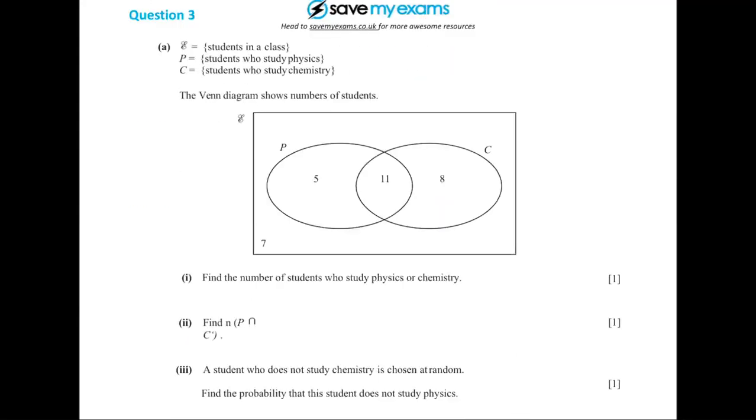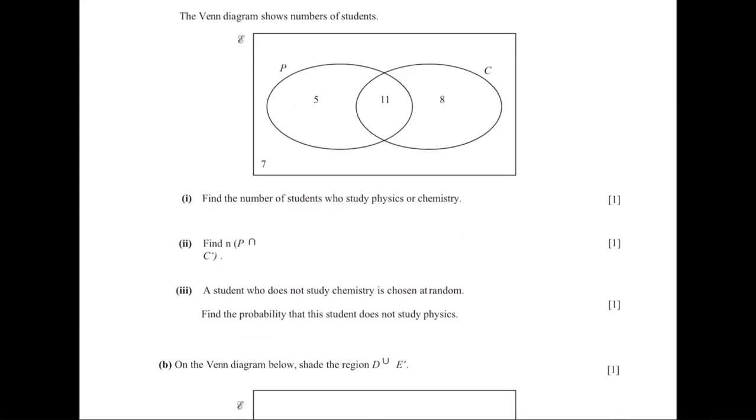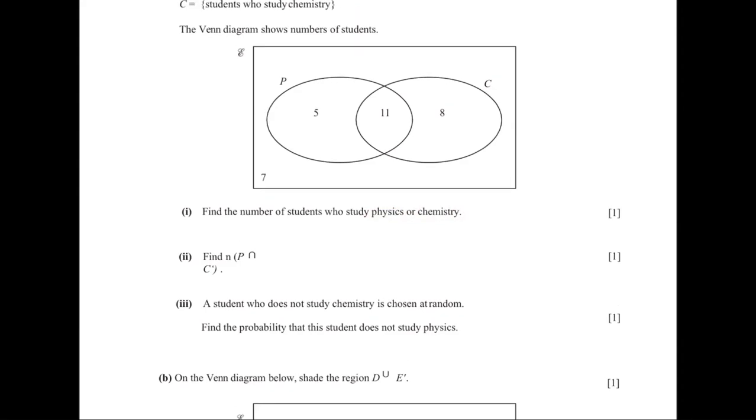Question 3. Students in the class, students who study physics, students who study chemistry. The Venn diagram shows the number of students. Find the number of students who study physics or chemistry. So either physics only or chemistry only. Number of students studying physics is 16. Number of students studying chemistry is 19.